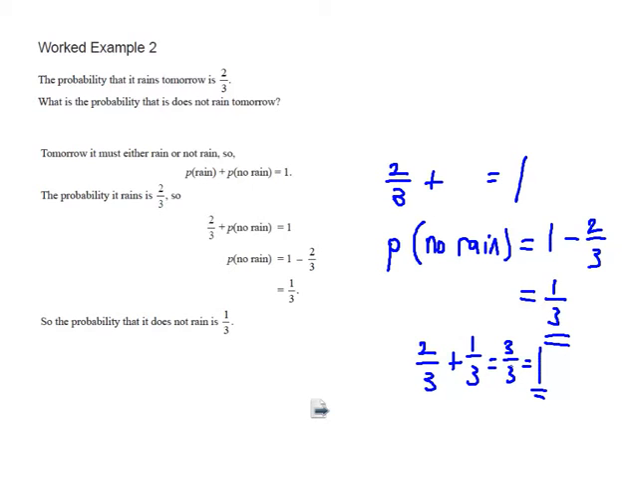So if you understand that, it means that if you're being told that the probability of something happening is so much, then the probability of it not happening, or something else happening, when you add them together, you must always get 1, because 1 is the certainty of something happening. Let's do one last question for ourselves.